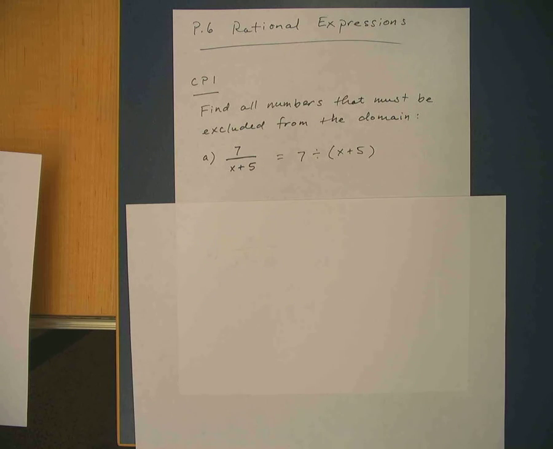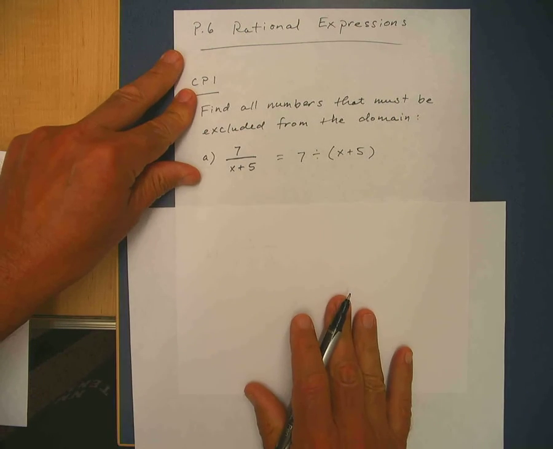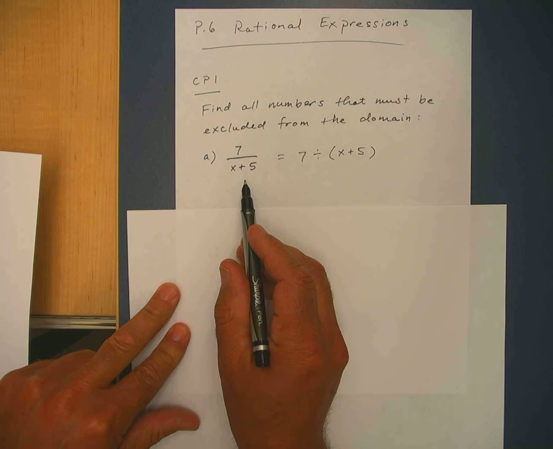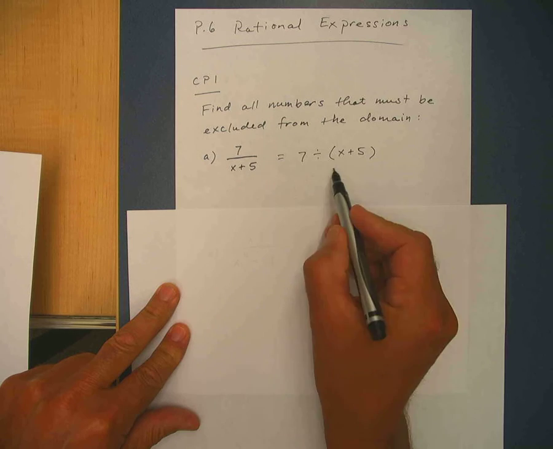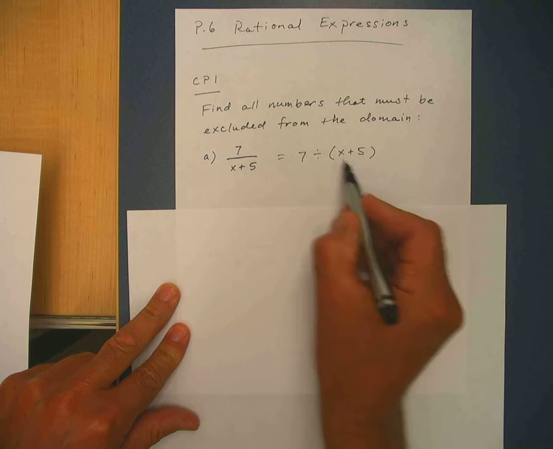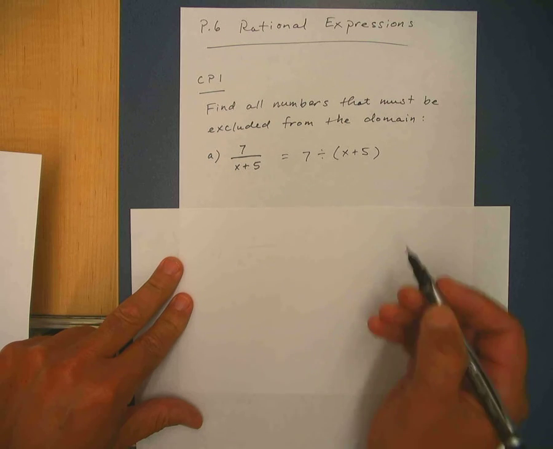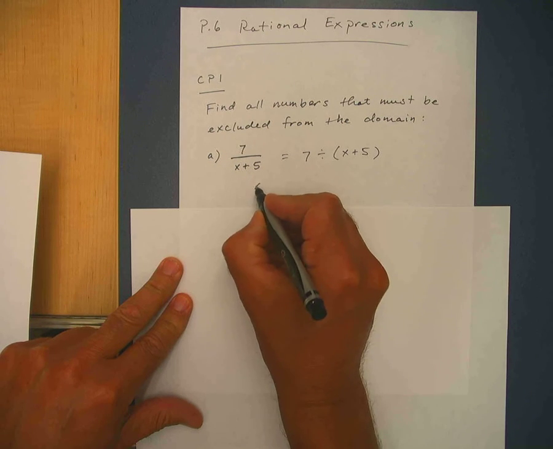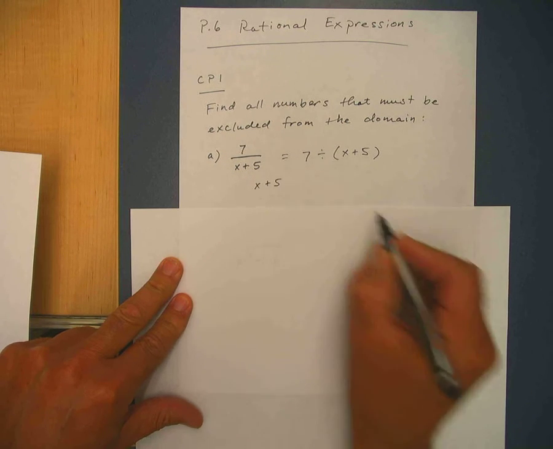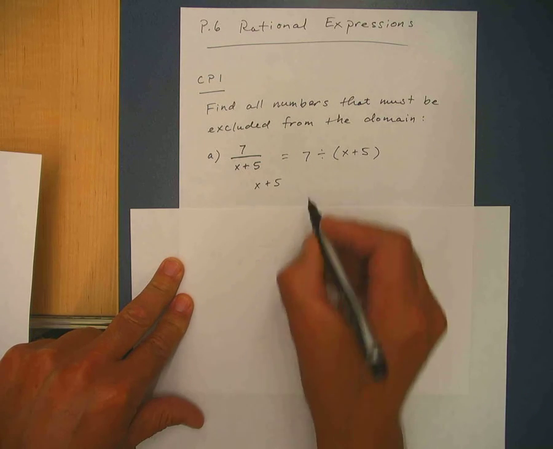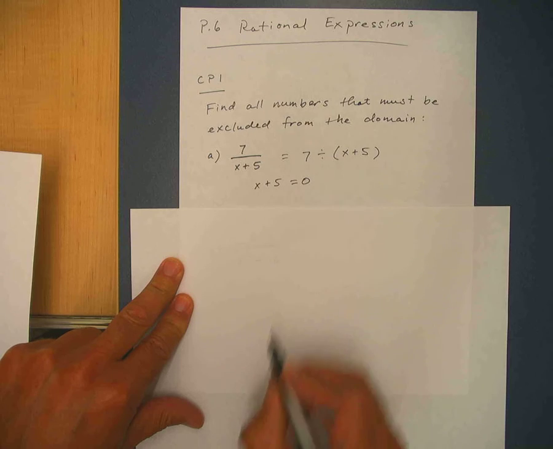And as you know, you cannot divide by 0. So the numbers that would have to be excluded from this expression, in other words, numbers that x could not be, would be any number that would make the denominator 0. So you don't divide by 0. So you can set up an equation and solve for the numbers x that would make the denominator 0. So let's go ahead and set up the equation.